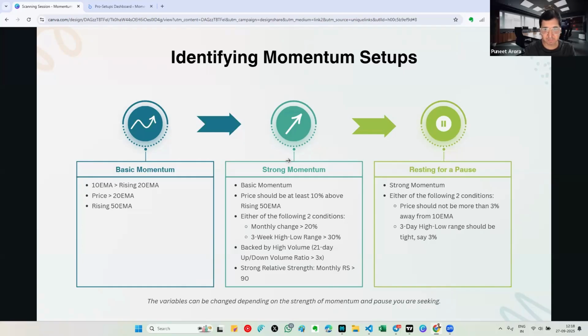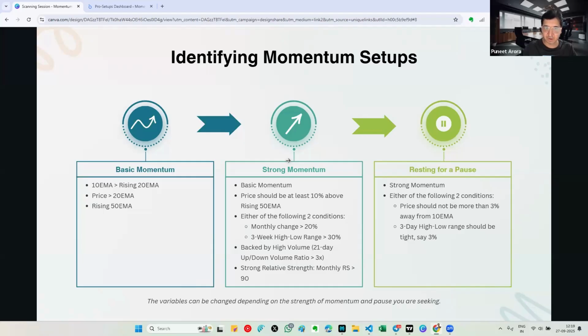So TTM squeeze might not be present in over 90% of these stocks. Very rarely you will find a TTM squeeze happening in these momentum stocks. And what I've seen is that TTM squeeze mostly works when the stock is very close to 50 EMA. When the stock is coming close to 50 EMA, it would have taken a lot of time, and only then the TTM squeeze will develop.